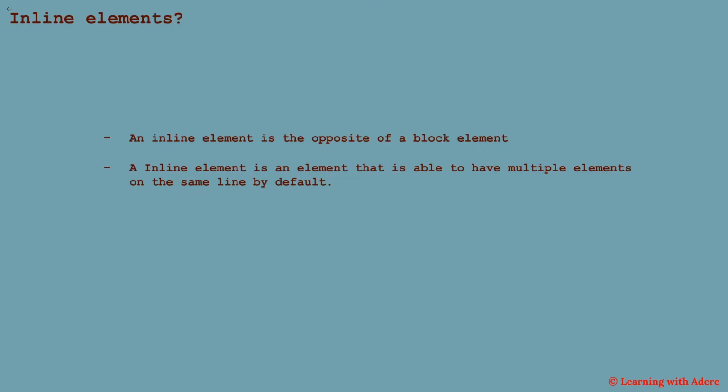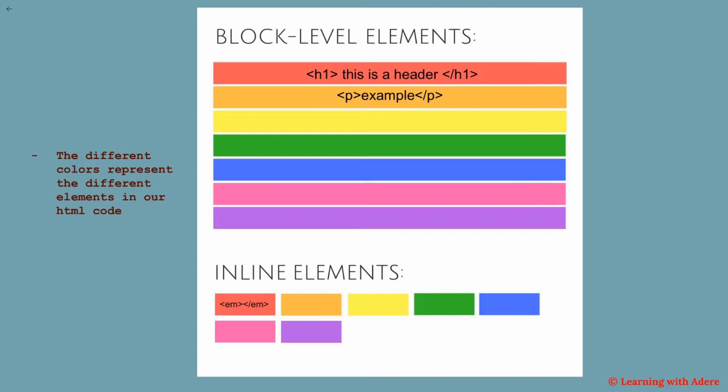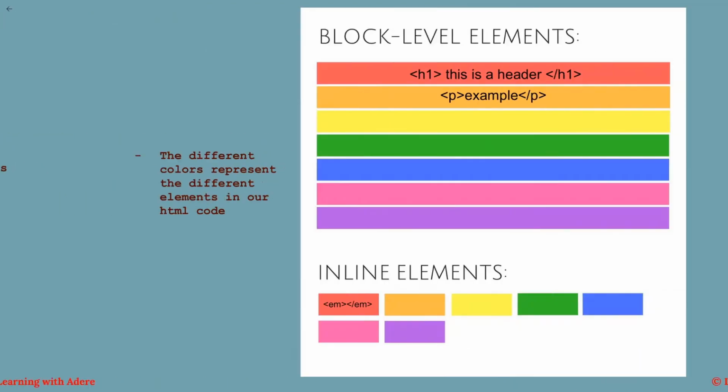So an inline element is the exact opposite of a block element. An inline element is an element that is able to have multiple elements on the same line by default. Now, these two concepts are pretty hard to understand off of just text, so we have an example. In this case, the different colors represent the different elements. Now, I've only filled up 2 of the colors because I just put in elements we were familiar with. In this case, we have the H1 and the P tags. For inline elements, I use the EM tag. The EM tag is used for applying emphasis, if you didn't know.